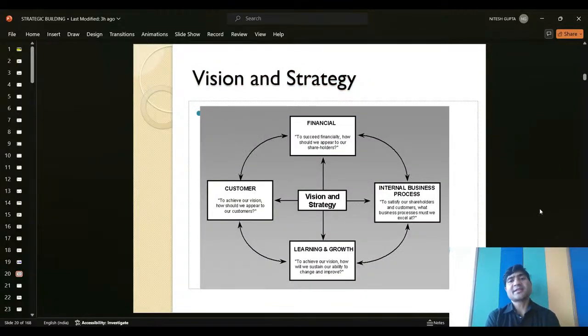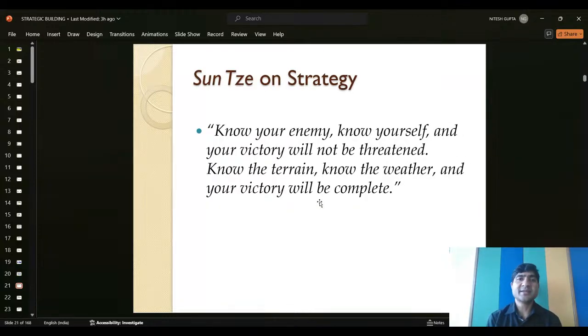You can see this vision and strategy loop, which says that vision and strategy is the center point of customer, it is the center point of finances, it is the center point of internal business processes, it is the center point of learning and growth. As shown in this particular graph, what do you mean by finances? To succeed financially, how should we appear to our stakeholders? Then internal business process: to satisfy our stakeholders and customers, what business processes must we excel at? And learning and growth: to achieve our vision, how will we sustain our ability to change and improve? And for the customer: to achieve our vision, how should we appear to our customers? And at the center, it is your vision and strategy.